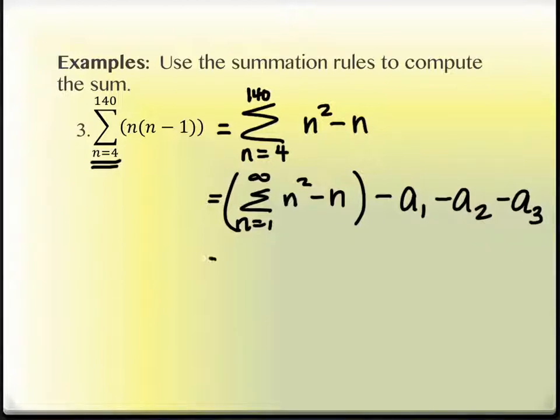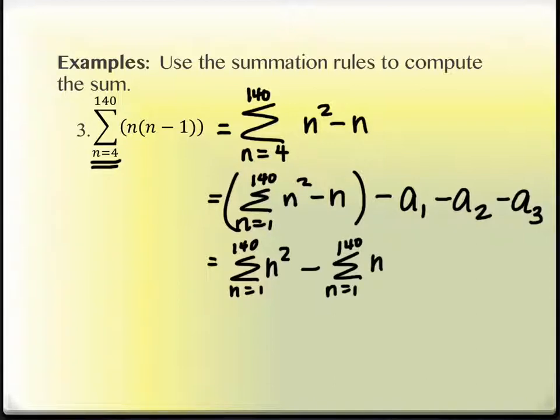Now, that said, I can actually take these quantities now. So this is the summation from n equal 1 to 140 of n squared, minus the summation, and I don't know why I've got infinities there. It's supposed to be 140. Sorry about that. Okay, 140. N equal 1 to 140 of n. And then I'm going to subtract off, and I'll figure out the A1, A2, A3 in a moment.